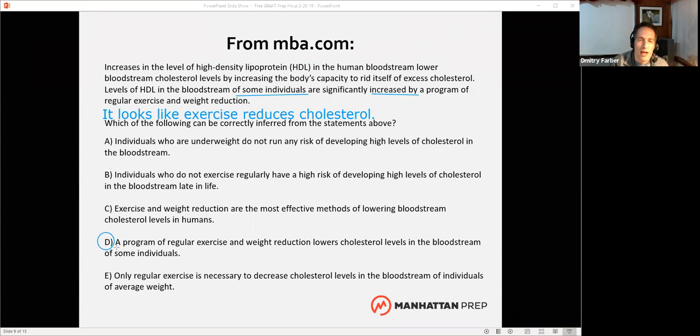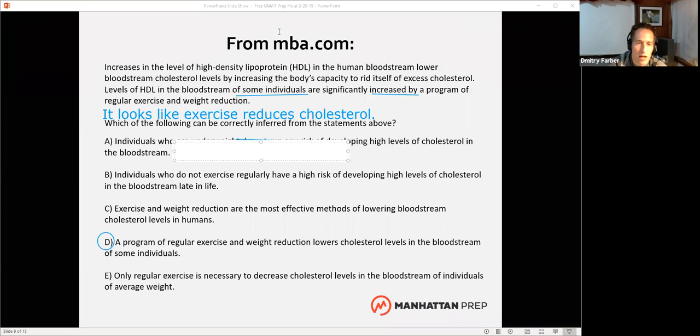So it talks about being underweight. If you're underweight, did you lose weight? Did you exercise? We don't know. So this is not enough of a trigger. There's another problem with A though. Do you see what they said about your risk? They do not run any risk, right?